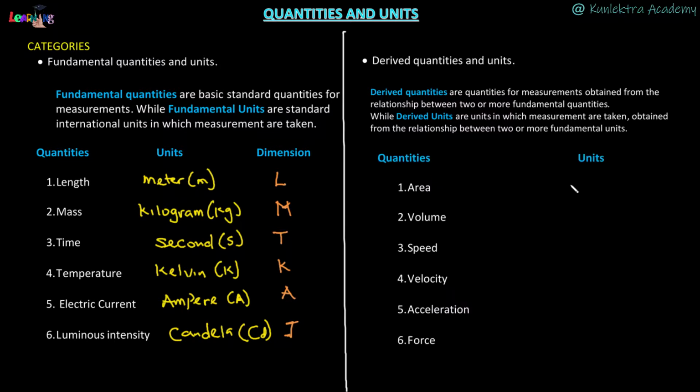Now, examples of derived quantities and units: 1. Area. 2. Volume. 3. Speed, velocity, acceleration, force. And we have more examples aside from all these ones listed. Now, why are they called derived? Because the formula for area is length times breadth, a relationship between two fundamental quantities, length and breadth. Breadth can also be length in fundamental quantity. Now, the relationship between those two values gives area.